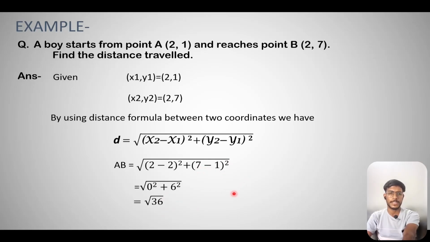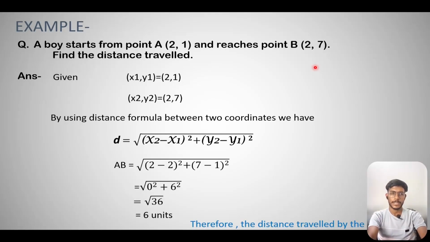And what is the value of root 36? It is 6. Okay, always try to mention the unit. If the question gives 2 meter, 1 meter, 2 centimeter, 7 centimeter, just use the centimeter. If nothing is given, then just put the term unit. Therefore, the distance traveled by the boy is 6 units.